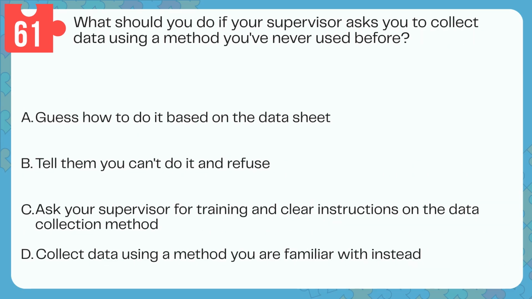Question 61. What should you do if your supervisor asks you to collect data using a method you've never used before? A. Guess how to do it based on the data sheet. B. Tell them you can't do it and refuse. C. Ask your supervisor for training and clear instructions on the data collection method. D. Collect data using a method you are familiar with instead.